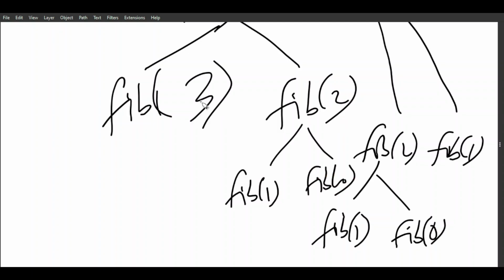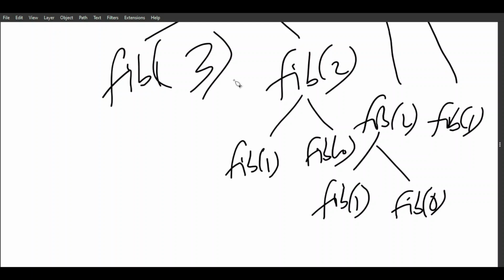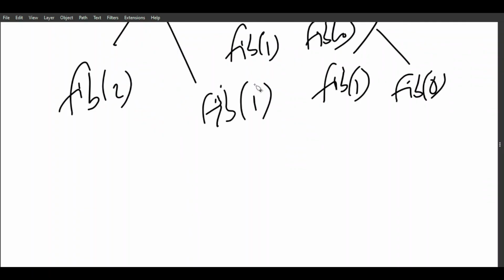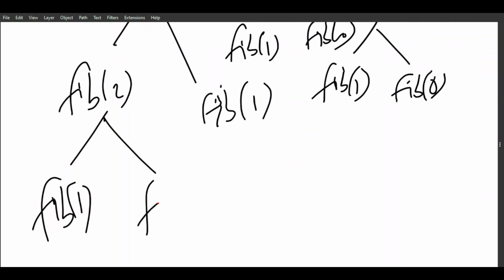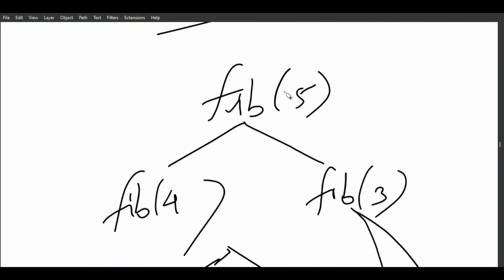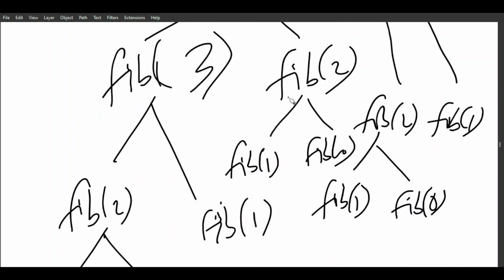This Fib3 will call Fib2 and Fib1, and finally this Fib2 will also call Fib1 and Fib0. So this is the complete recursion tree. We start with Fib5 and continue up to the base cases.